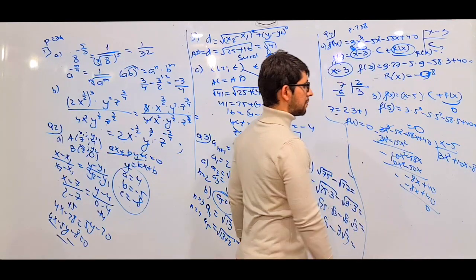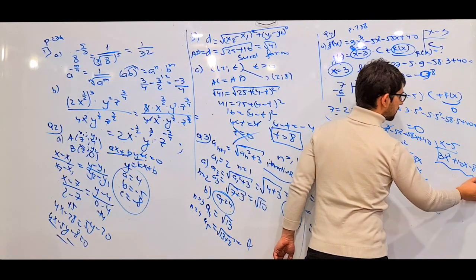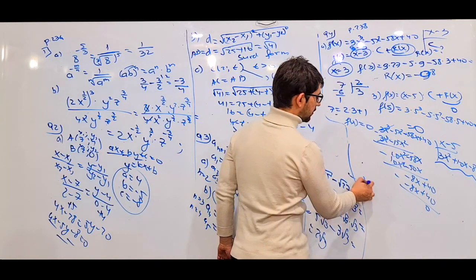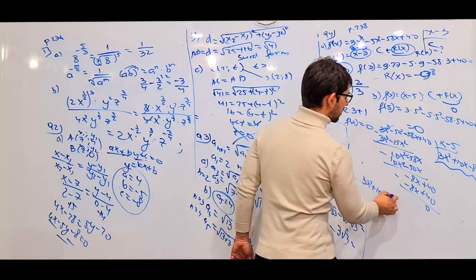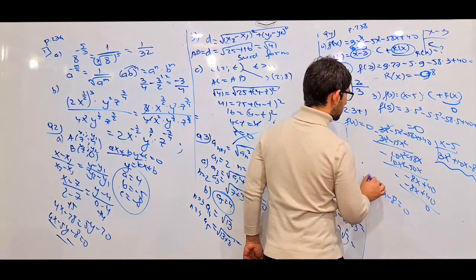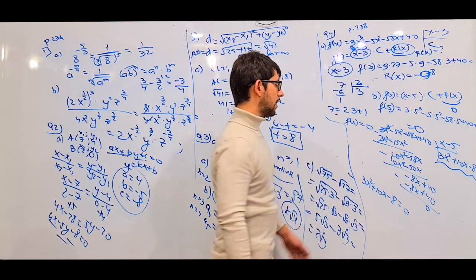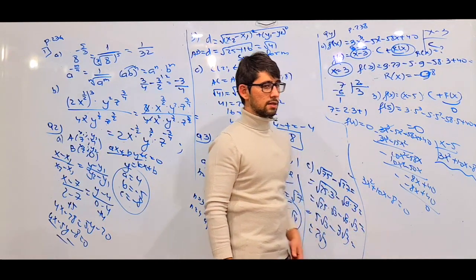This is your quadratic equation then: 3x squared plus 10x minus 8 equals 0. Murjalal, can you tell me how to solve the rest of this exercise?